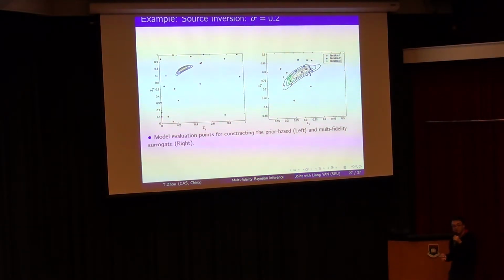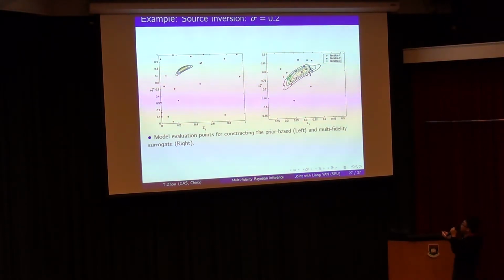Here we use least squares to solve the coefficients. These are the points you sampled in the whole domain. And this region is the true posterior region. So the posterior is concentrated in this region. You can see that most of the points are far from this region. That's why the surrogate model doesn't work very well.